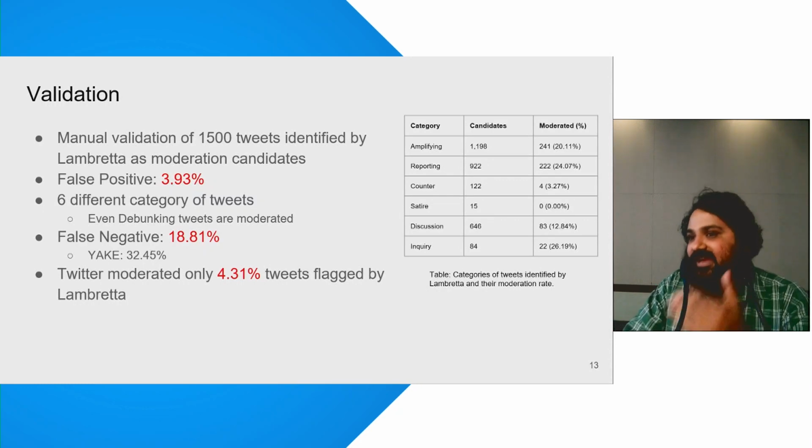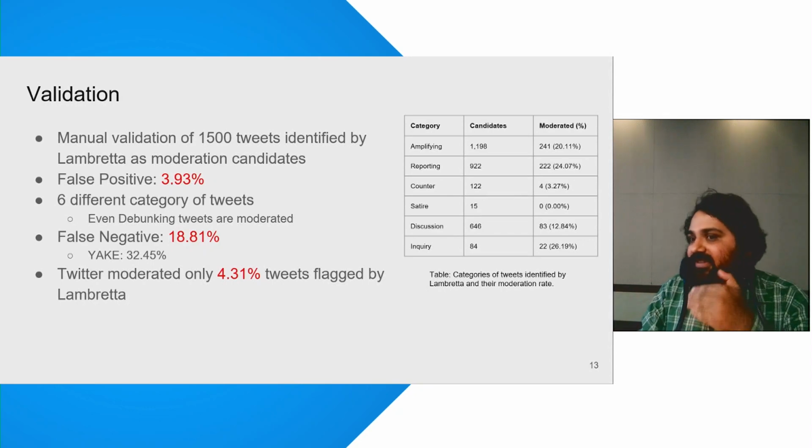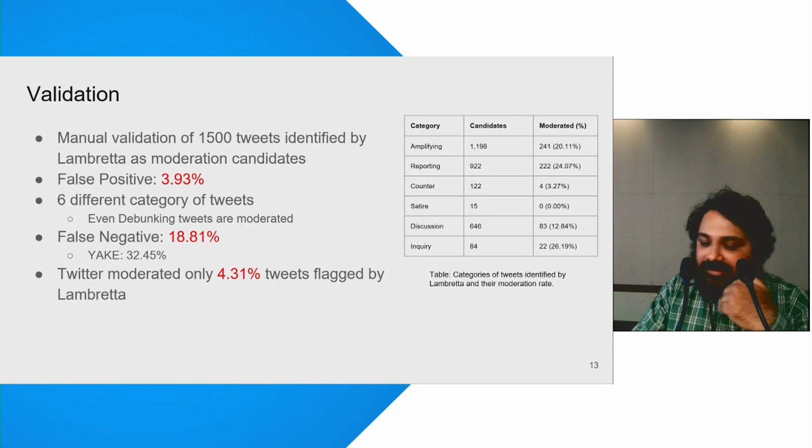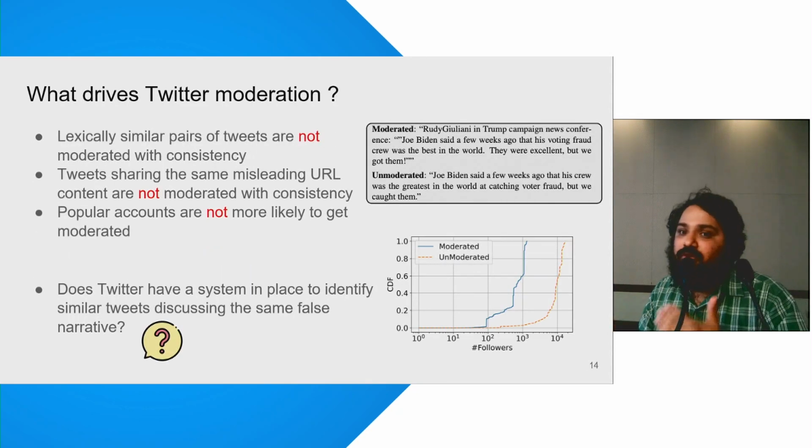And now, these 100,000 tweets that we have identified from our system as candidates for moderation, we checked for moderation metadata from Twitter. Did they actually apply the warning labels? And Twitter applied the warning labels only to 4.3% of the tweets. So we see that there is a deficiency in whatever system Twitter has for applying soft moderation labels.